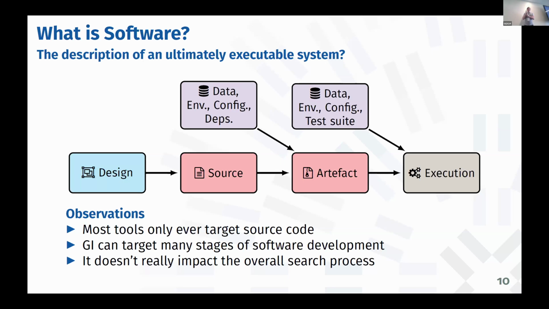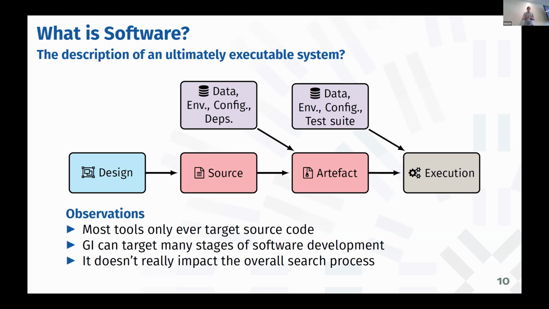The nice thing is we can actually use GI on all of that. Mostly we have been using GI on source code. There has been some work on binaries, and some work on data and test suites. We don't really need to know where software starts or where software ends. What we really know is we have something that we can modify, and we can tell in some way if it's good or not, so that we can improve it.